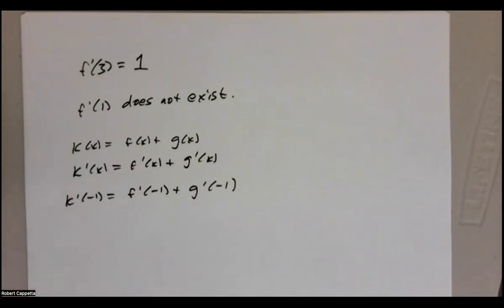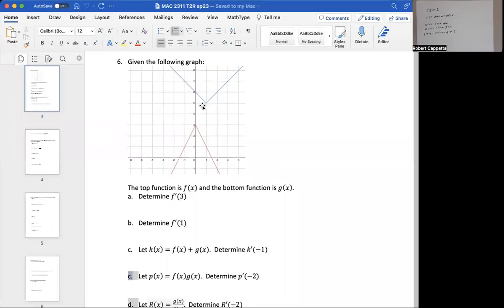Let's go back and look at our picture again. F prime of -1. -1 is here. And F is the top function. The slope here looks like it's -1. Rise -1, run 1. Its slope is always -1. So F prime of -1 looks like -1.